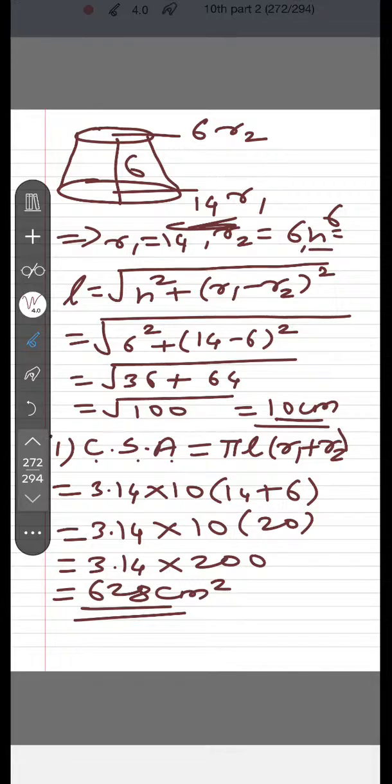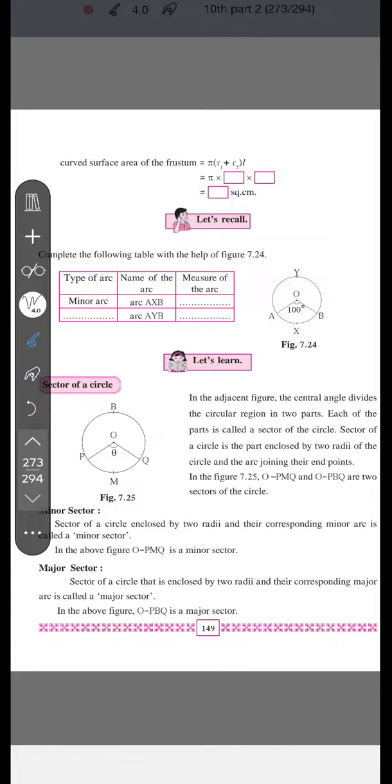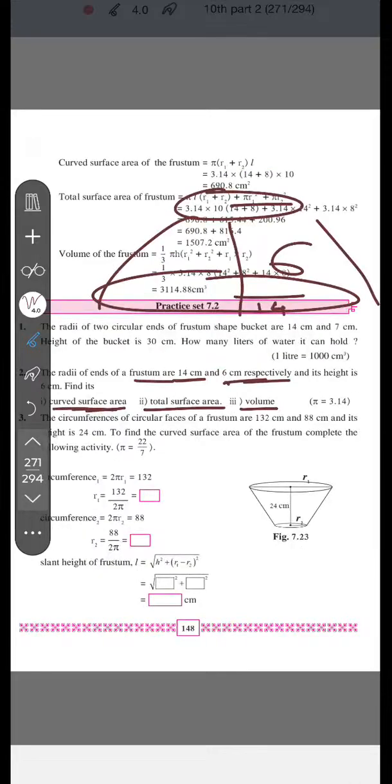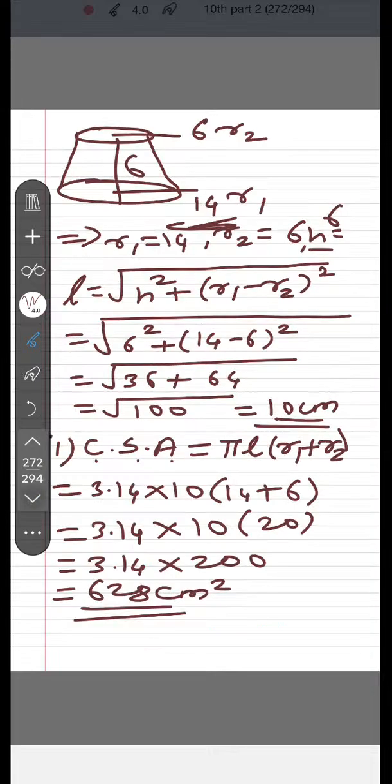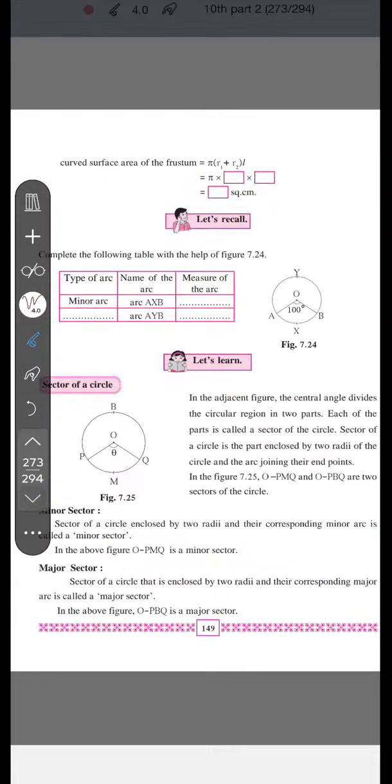Got it? Chalo. The next question they have asked: find the total surface area. So here we are going to talk about the total surface area.